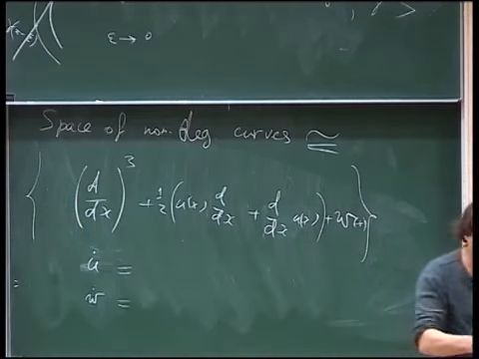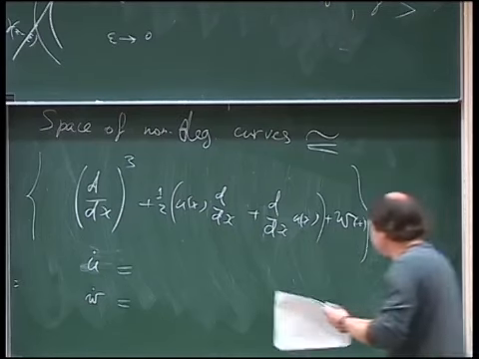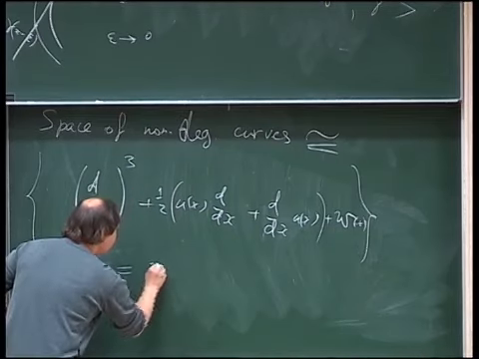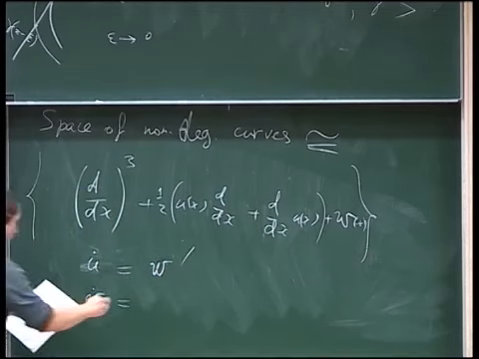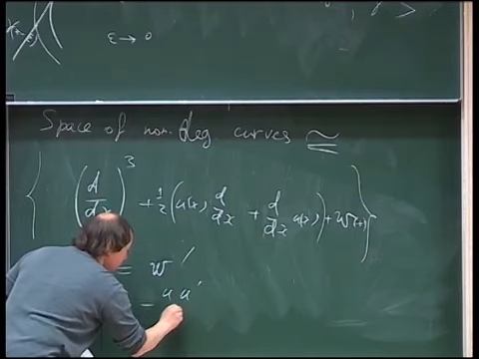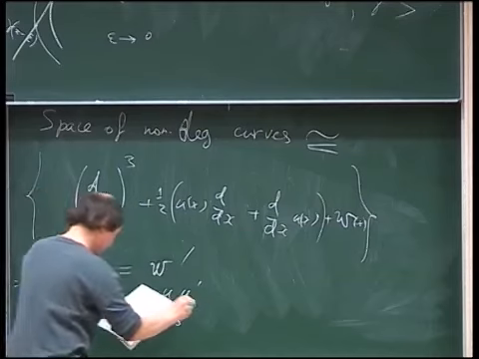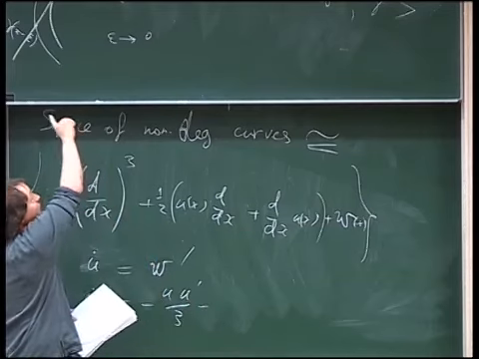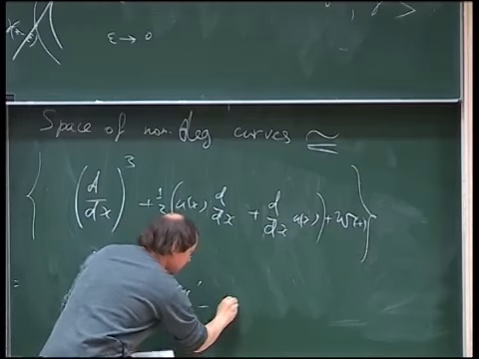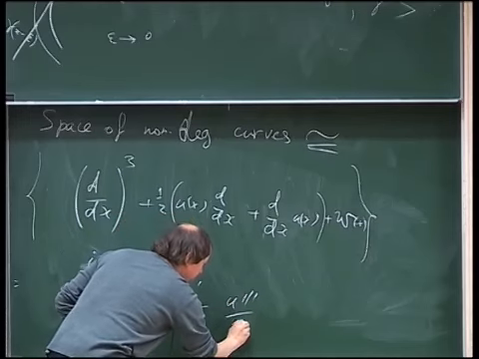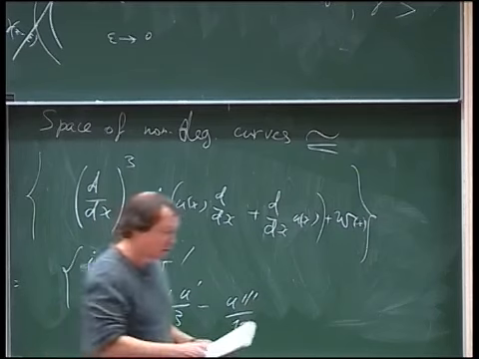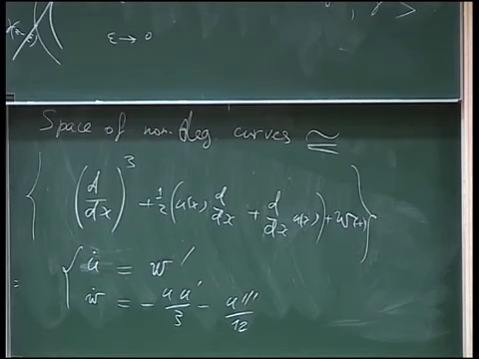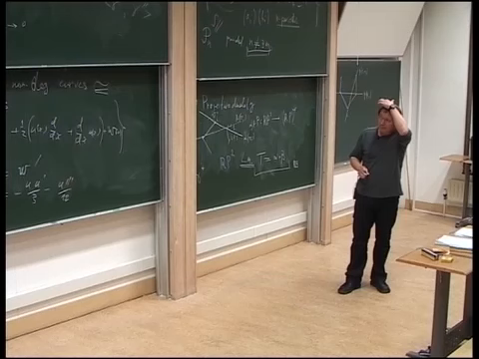So, in order not to write wrong things, W prime. Here we have minus U prime over 3. It is quite a calculation, by the way. It's a very tedious and long calculation. And so this is precisely the most classical way to write the Boussinesq equation.